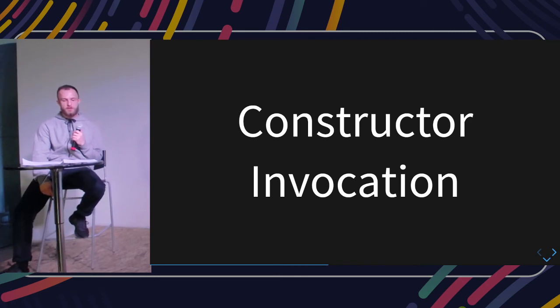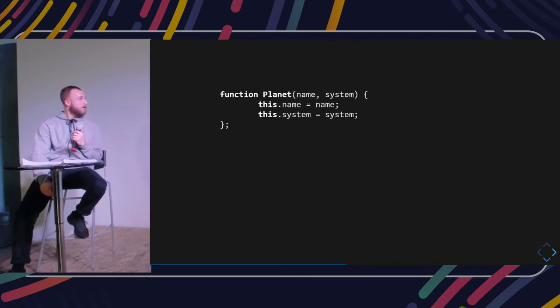When the new keyword is used, this is bound to the new object being created. Let's look at the example. You can think that this is bound to the global object, and you would be correct until we add in the keyword new. When we use new, the value of this is set to an empty object, in this case our planet.